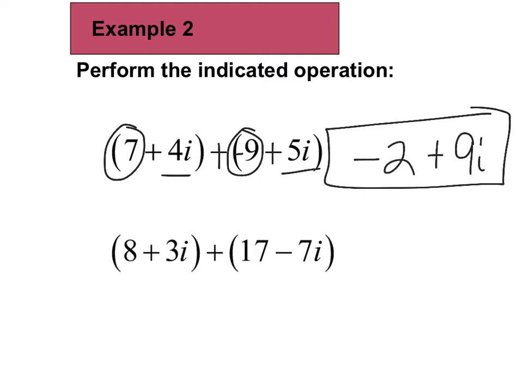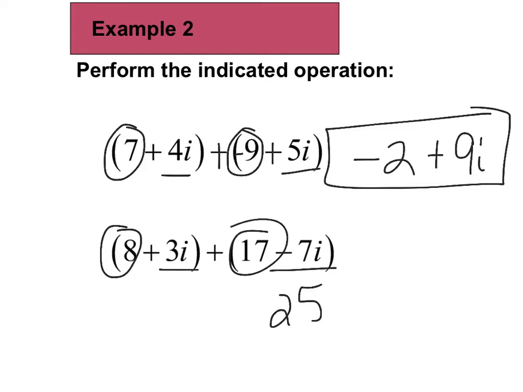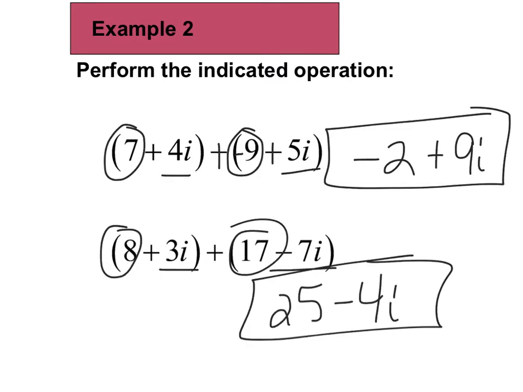All right, look at the second one. We're adding. So do I have to do anything with distributing or anything? No. Nope, I just said distributing. Weird. So I take the real parts. What's 8 plus 17? One more time. 25. And then I have positive 3i and a negative 7i. Minus 4i. That's it.